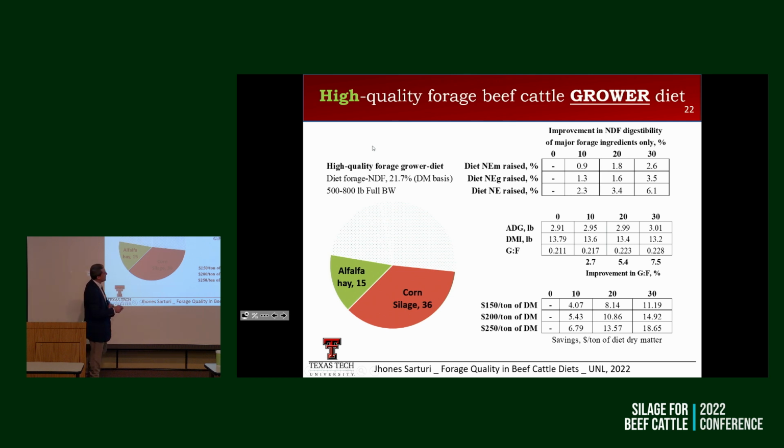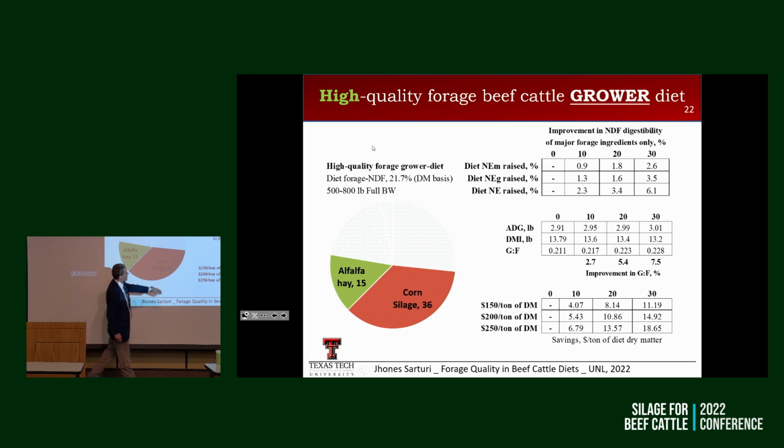So now we have better quality, right? It's harder to improve something that is already perhaps good, and that fits in the category of common sense, which is always good to see, right? It's harder to improve something that is already good. But improvements of 10, 20, or 30% in fiber digestion of these two ingredients bring 2 to 6% improvements in net energy in those diets in general.